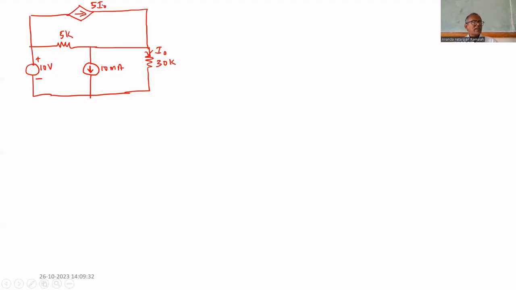The dependent source is a current source. It gives a current through 30K. What is the current through 30K? I0. The current source gives 5 times I0.